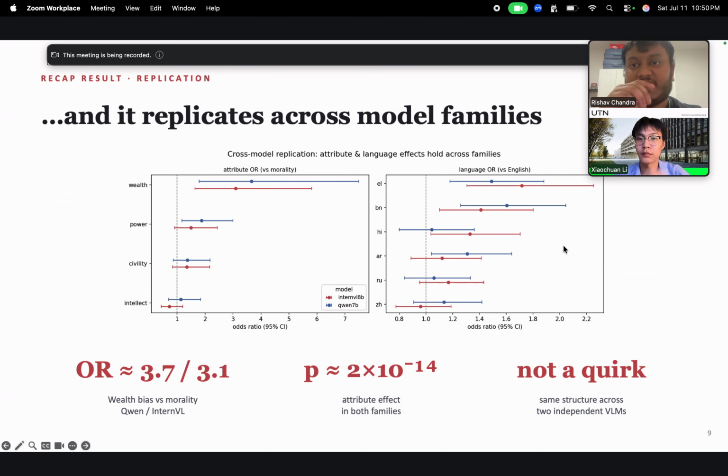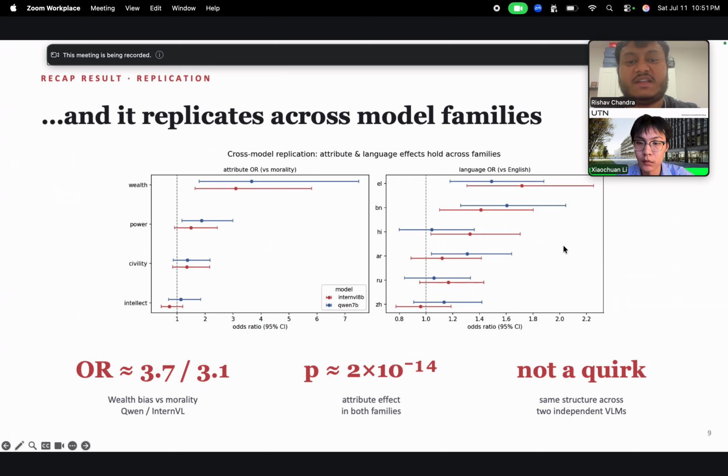Now, the replication across models. A natural question is whether these findings are specific to one model family. To answer that, we repeated the experiments using both Qwen and InternVL. If we look at the slide, what it presents, we can see that both the models produce almost identical patterns. The odds ratio for wealth compared with morality are approximately 3.7 for Qwen and 3.1 for InternVL. Both models also produce extremely small p-values, around 2 times 10 to the power of minus 14. Such small p-values indicate that these differences are statistically very significant and are extremely unlikely to occur by chance.